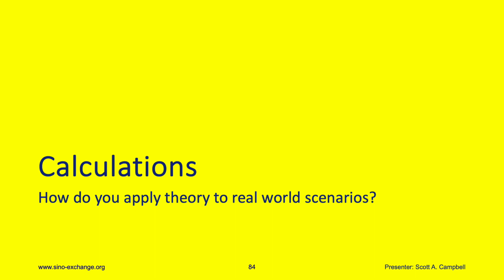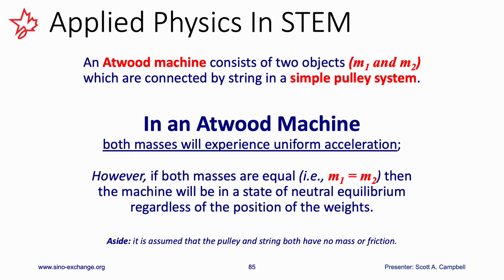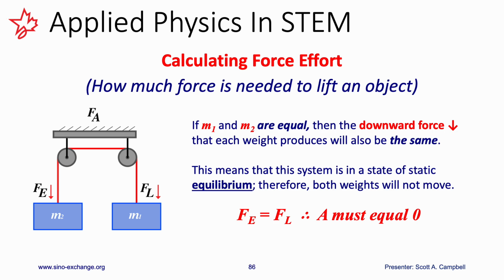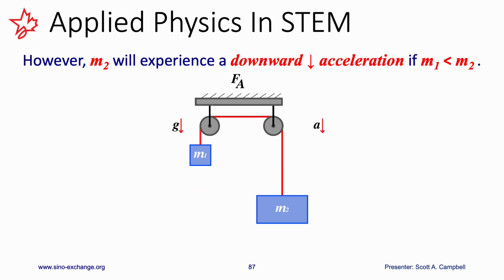And in doing so, you will continue to explore rigorous academic concepts that will help prepare your students for the real world. We often use what's called an Atwood machine when teaching about forces in science. In this simple contraption, 2 masses are used. In this example, both masses are equal. Therefore, the system will be in a state of neutral equilibrium. However, if the 2 masses are not equal, then both objects will experience an acceleration in opposite directions.